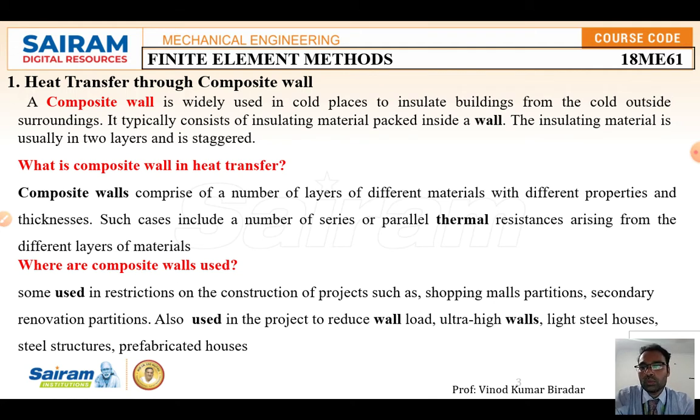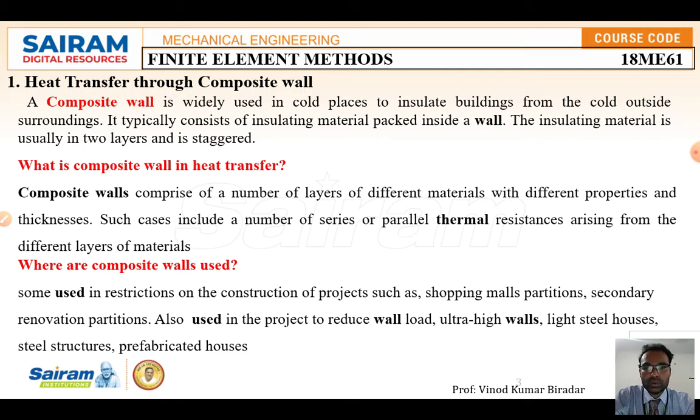Where are composite walls used at present? They are used in construction projects such as a shopping mall; if you want to partition the shopping mall, we use the composite wall. They are used in secondary renovation of partitions; if you want to renovate a building, we use this composite wall. It is also used in projects to reduce the wall load, such as ultra high walls, light steel houses, and steel structural prefabricated houses.